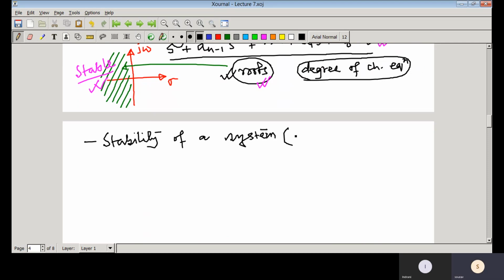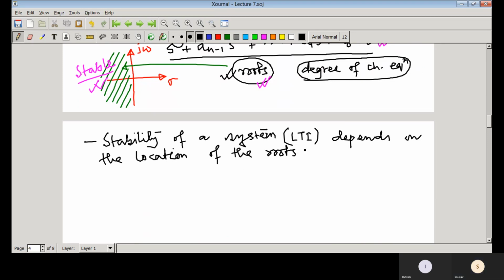System means here the LTI system, linear time invariant system, because we are talking about the transfer function. As we have discussed, the transfer function is only applicable to linear time invariant systems. Stability of a system depends on the location of the roots of the characteristic equation. So the stability depends on the location of the roots. And as I have just pointed out, if the roots lie in the open left half of that complex plane, then only it is stable.